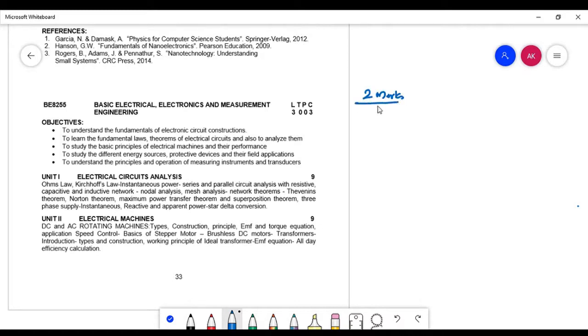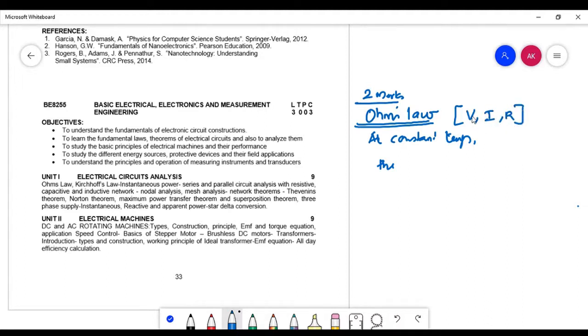Before going into these Ohm's law questions, we want to know what Ohm's law is. By definition, Ohm's law says that at constant temperature, the current flowing is related to the potential difference. It is the relation between voltage, current and resistance. Bear this in mind.